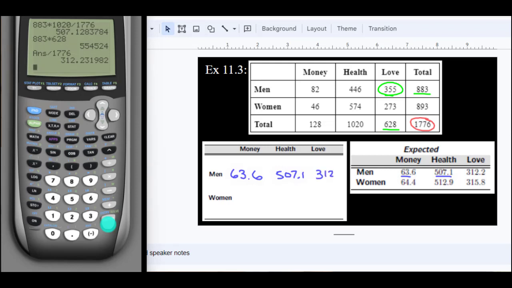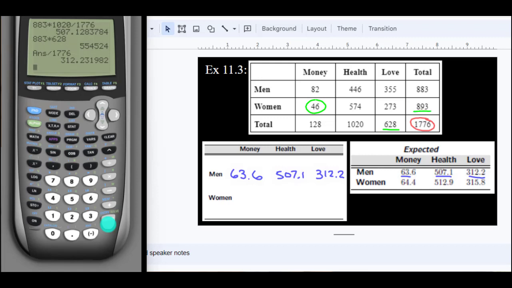And so we can see all three of those numbers match up just fine with our answers there in the other table. So then we'll go to the next one. Now we go down to the women row. We're going to find this cell, and we do the same process.